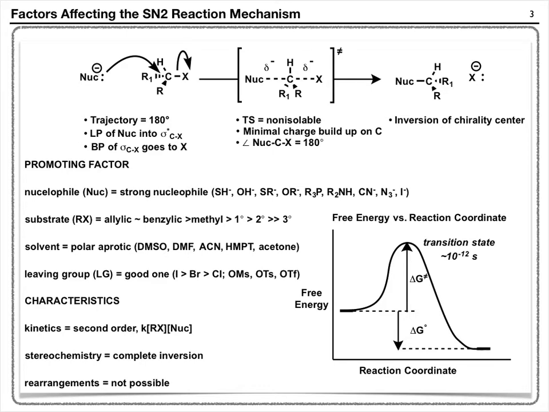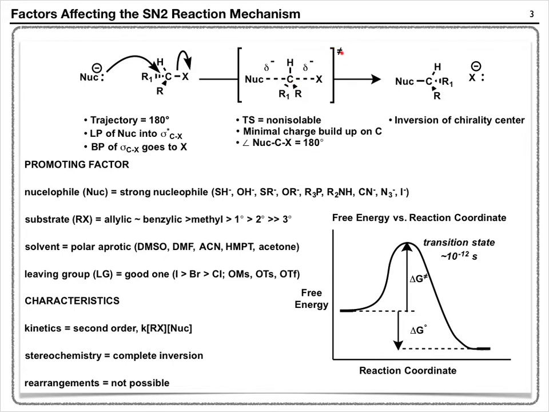So here is our review of SN2. Again, SN2 stands for substitution nucleophilic bimolecular. The nucleophile attacks at a trajectory of 180 degrees to the leaving group. The lone pairs of the nucleophile, which is the Lewis base, attack the sigma star orbital of the leaving group. That bonding pair of electrons goes here. This bonding pair then leaves with the leaving group. The hybridization changes to sp2 hybridized.